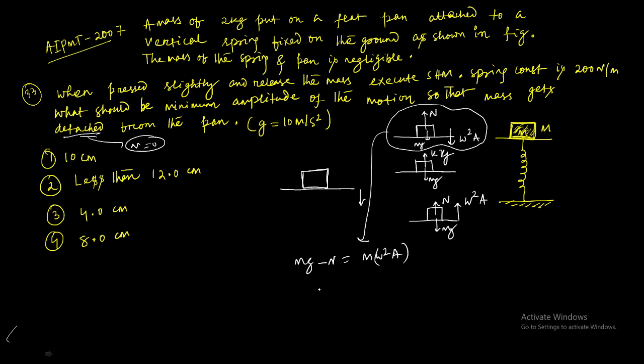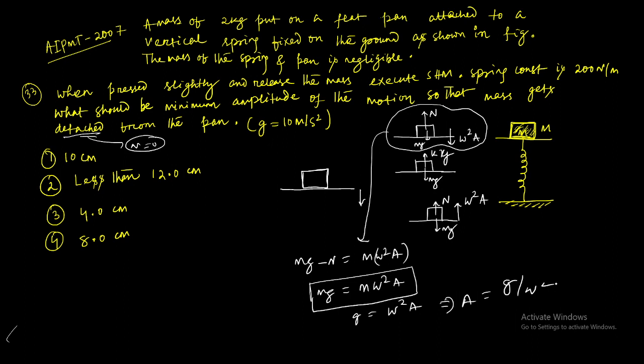A is the amplitude. If normal equal to 0 at this position, because it's going to detach, then mg equal to m omega square A, and g equal to omega square A. So they are asking the amplitude. So amplitude will be g by omega square.